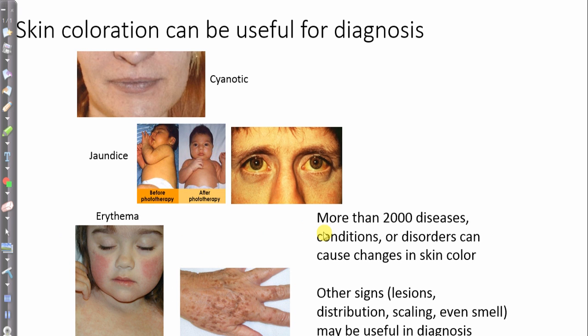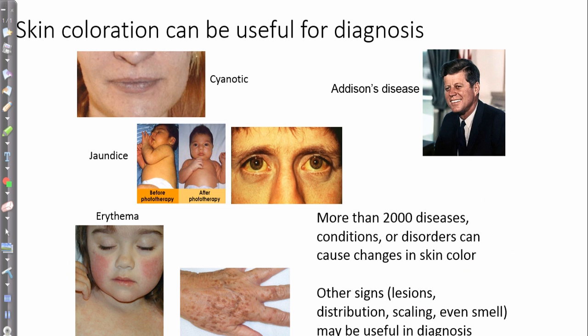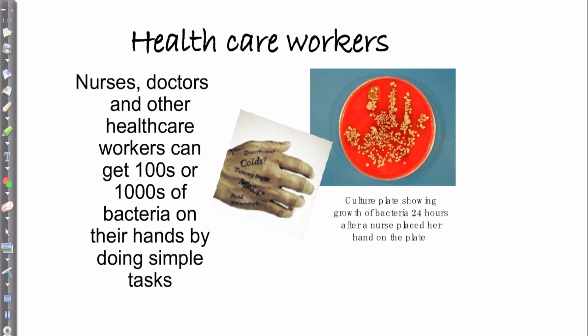But there are more than 2,000 diseases or conditions or disorders that can change the color of the skin. So I point this out because as you're doing assessments of patients, pay attention to skin coloration differences, or where you notice that the skin is either darker or lighter or has a tint to it. Here's another example, Addison's disease. John F. Kennedy had this hormonal disorder that causes a bronzing of the skin. So even hormonal disorders may be diagnosed in part based upon skin color.